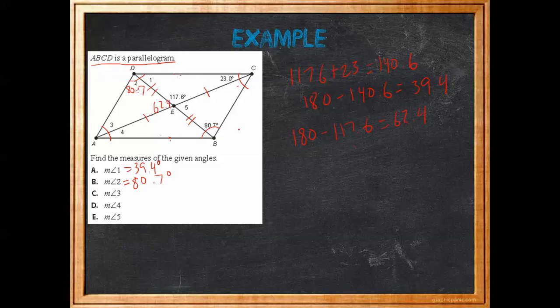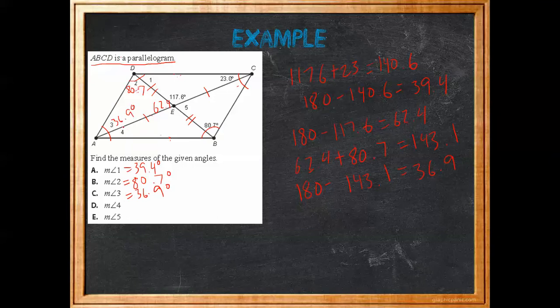So now we're going to take 62.4 and add it to 80.7, and that's going to give us 143.1. So we're going to take 180 and subtract 143.1, and that's going to give us 36.9. So we know the measure of angle 3 is 36.9 degrees.